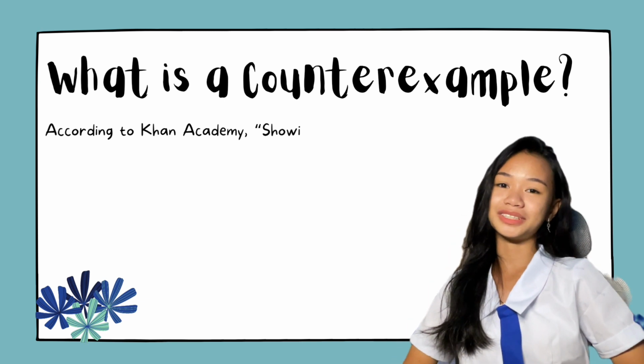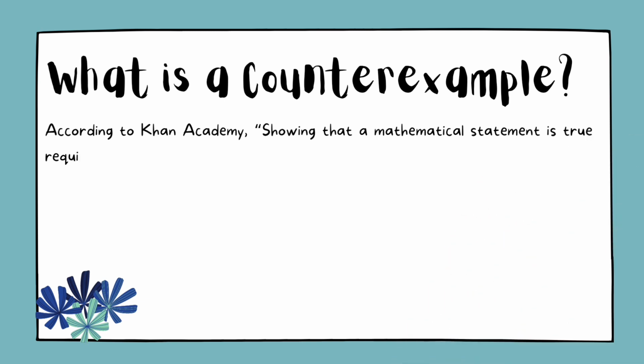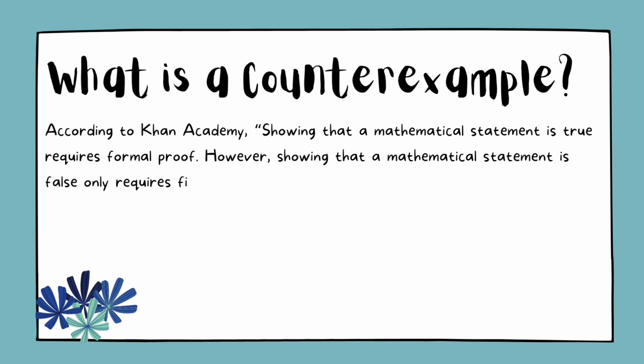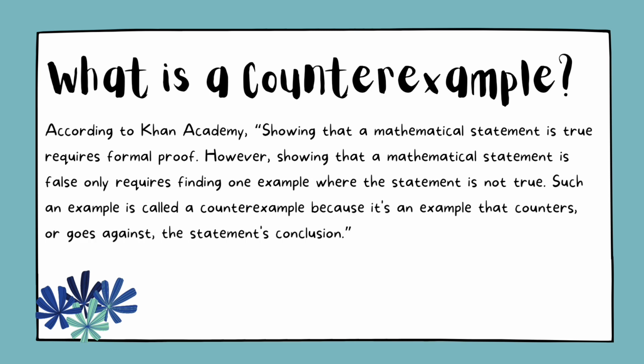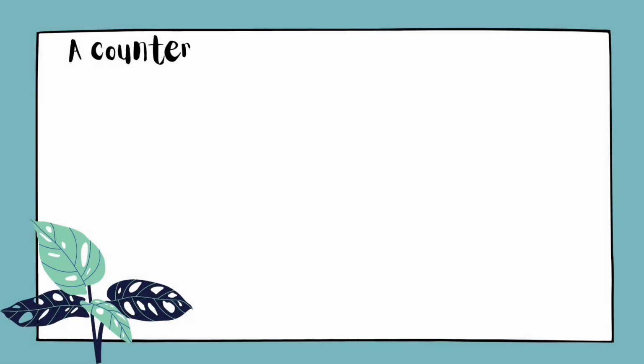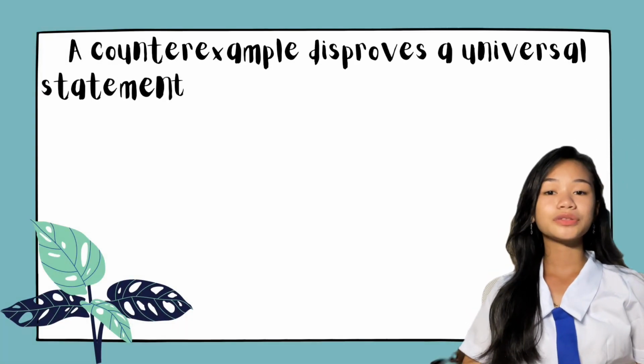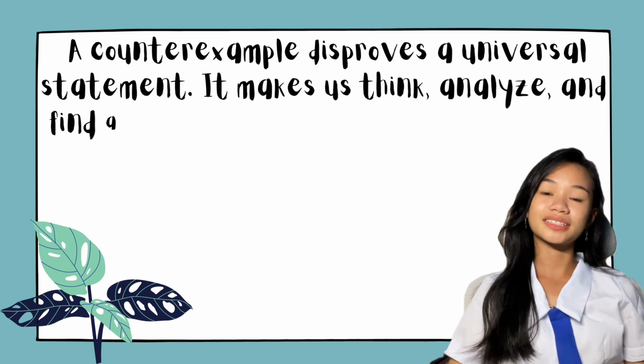According to Khan Academy, showing that a mathematical statement is true requires formal proof. However, showing that a mathematical statement is false only requires finding one example where the statement is not true. Such an example is called a counterexample because it's an example that counters or goes against the statement's conclusion. In other words, a counterexample disproves a universal statement.